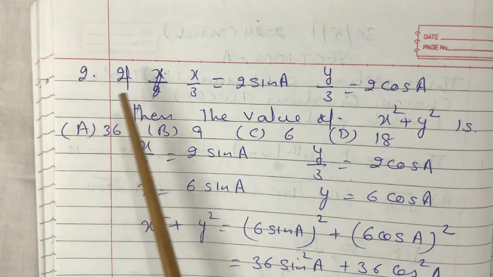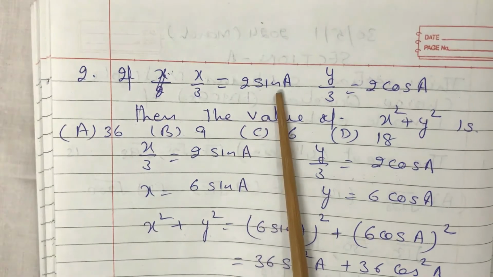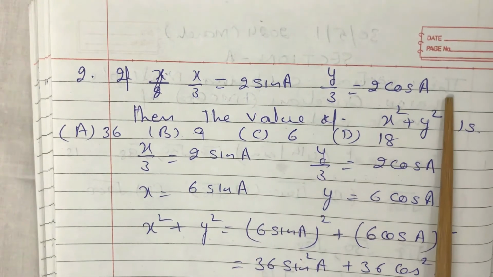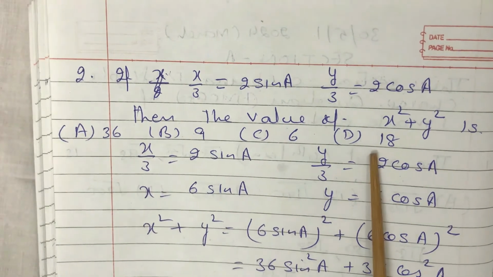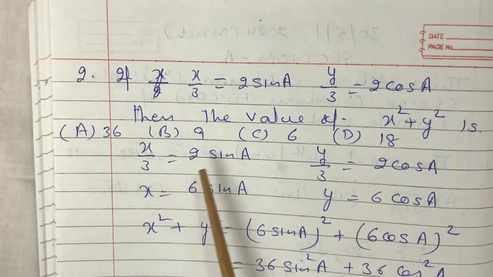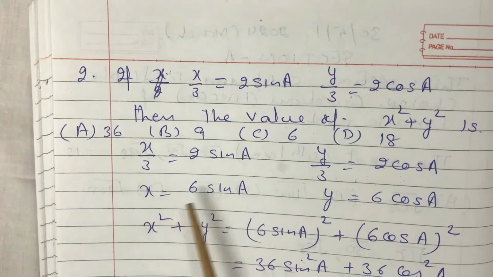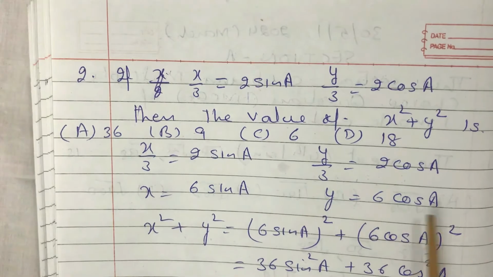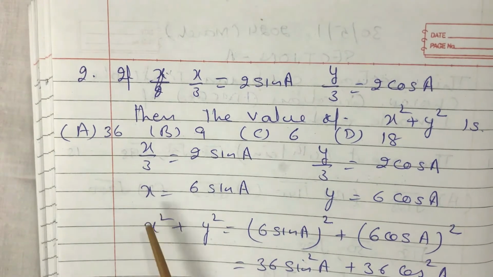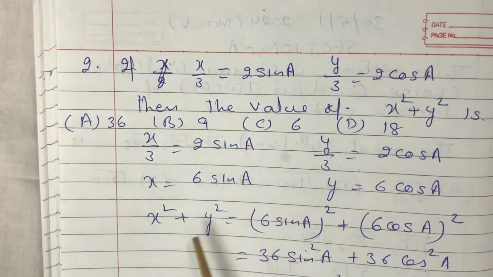Its second question is, if x by 3 is equal to 2 sin A, y by 3 is equal to 2 cos A, then find the value of x square plus y square. And there are 4 options. Now x by 3 is equal to 2 sin A, it means x is equal to 6 sin A. Y by 3 is equal to 2 cos A, it means y is equal to 6 cos A. Now squaring and adding, we will have x square plus y square.